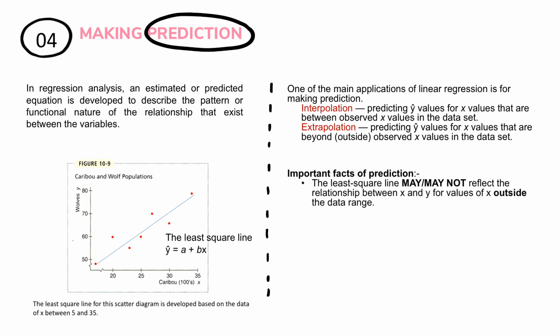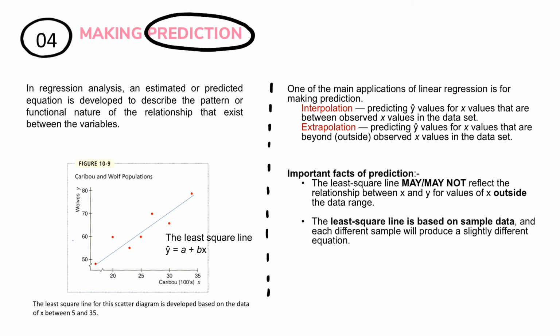There are some important facts of prediction. First, the least square line may or may not reflect the relationship between x and y for values of x outside the data range. So for interpolation, it is not a problem, but for extrapolation, the prediction may or may not be true.